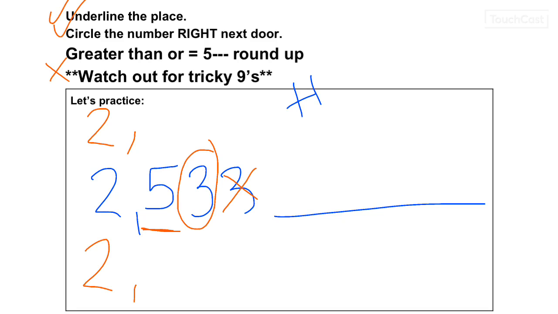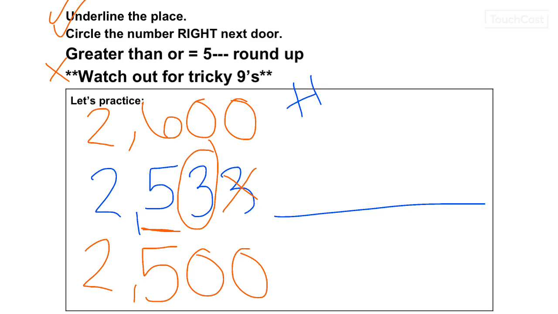Now let's look at the 500. Which two hundreds is 500 between? It's either going to round down to 500 or up to 600. Let's look at that circled number to tell us what to do. So let's ask ourselves, is 3 greater than or equal to 5? No, it's less than. Therefore, we round down to 2,500.